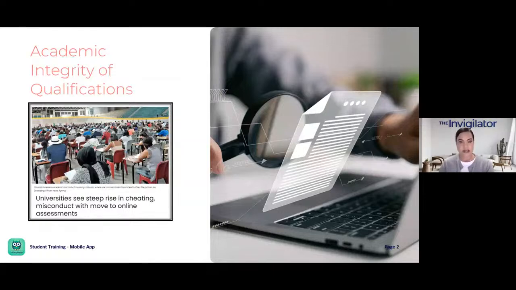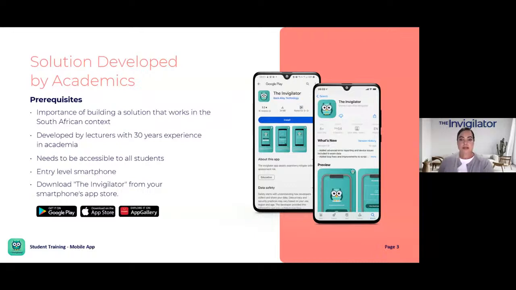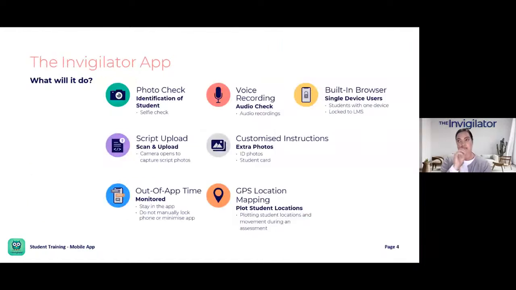So just very briefly, if you look at the bottom there, as you know, you are going to be using the mobile version of the app. You're going to start off by downloading it on your phone, and you'll find it either on the Google Play Store, the Apple App Store, or the Huawei App Gallery, depending on your device. It is a physical app that is downloaded onto your phone.